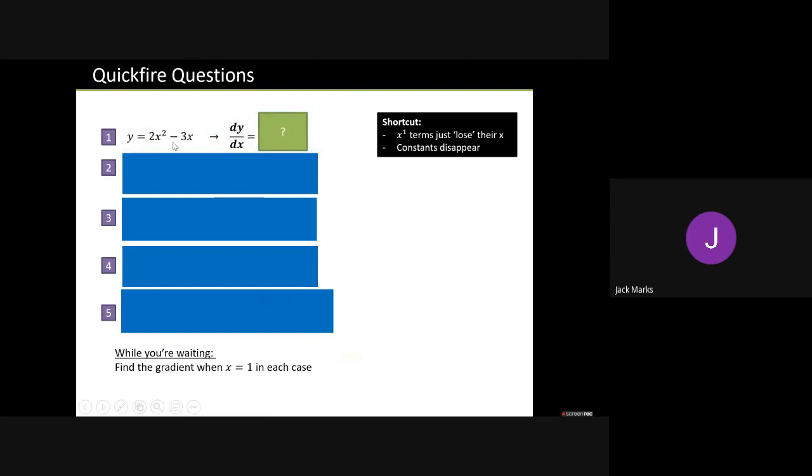So this one here, 2x squared. So we're thinking 4x and minus 3. Notice that for this bit, it is a bit like you are just reading the gradient from a line. You're just picking that minus 3 out.